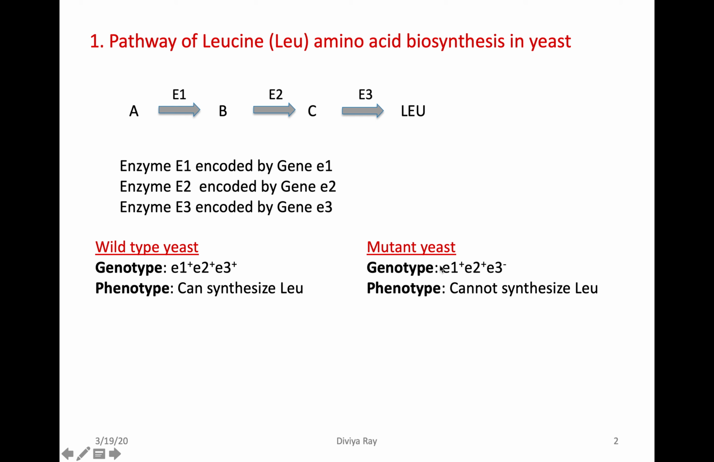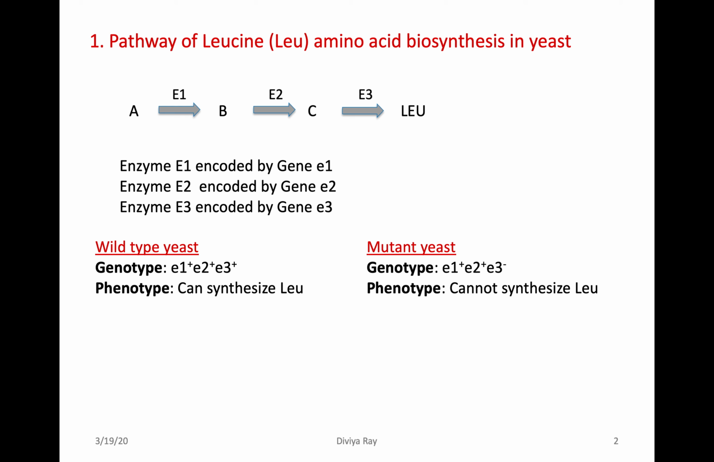On the other hand, you also have the mutant yeast. Just like wild type, the mutant yeast has normal E1 gene and E2 gene. So it is making normally functioning E1 and E2 enzymes, which are capable of catalyzing the conversion of A to B and B to C. However, it has a mutation in gene E3, as a result of which it is either not making enzyme E3 or is making a non-functional enzyme E3.